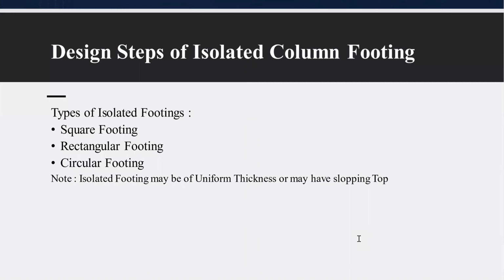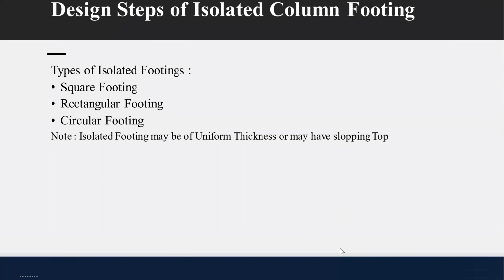Let's see what are the various design steps for isolated column footing. First of all, before going to the design steps, let me tell you that there are basically three kinds of isolated footings. One is the square footing, the rectangular footing, and the circular footing. Now, isolated footing may be of uniform thickness or it may have a sloping top. Today, in this lecture, we are going to design an isolated square column footing.